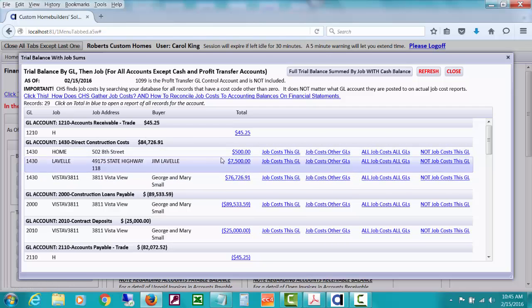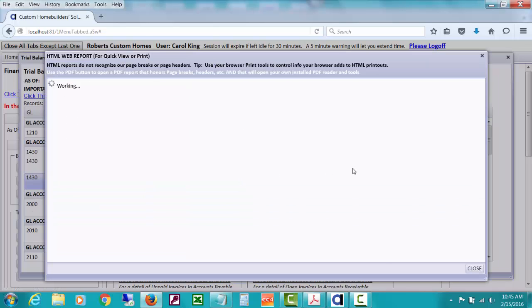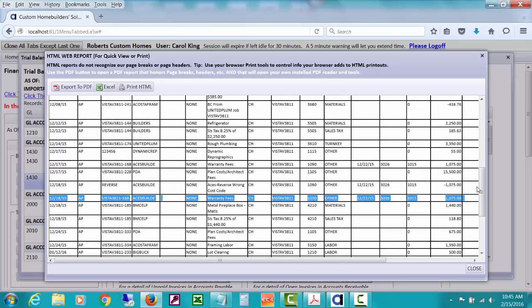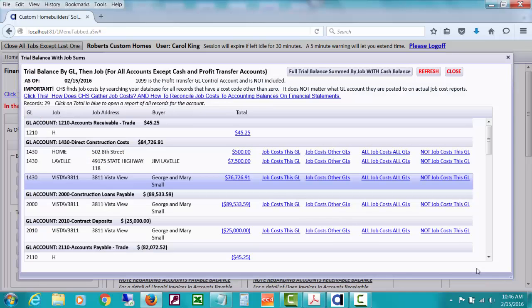And you can click to drill down on these to get a little general ledger report of those accounting transactions that has quite a lot of data in it, but it'll give you all the detail of what journal, accounts payable, your descriptions, what cost codes you used, and the total of all of that. You would need to print this as landscape when you do print that kind of ledger.